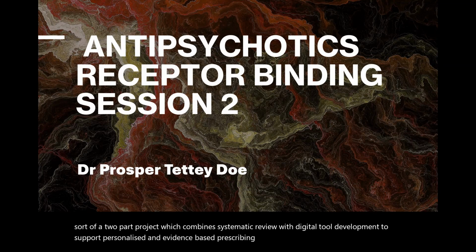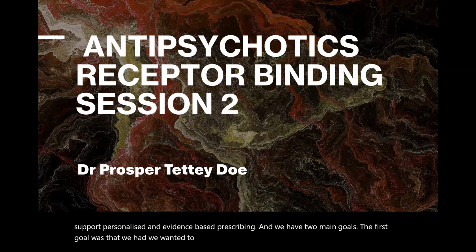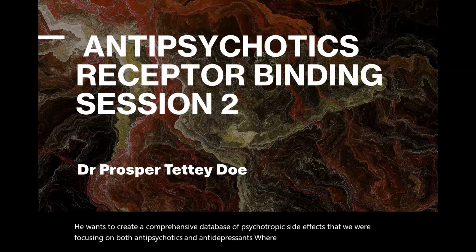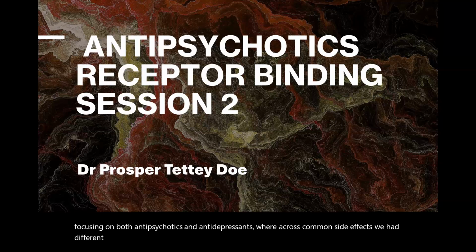And we had two main goals. The first goal was that we wanted to address that issue of data overload. So we wanted to create a comprehensive database of psychotropic side effects, focusing on both antipsychotics and antidepressants, where across common side effects, we had different relative risks or magnitudes across all the different antipsychotics and antidepressants that were available for us to prescribe internationally.